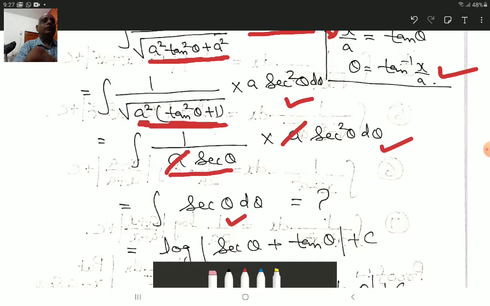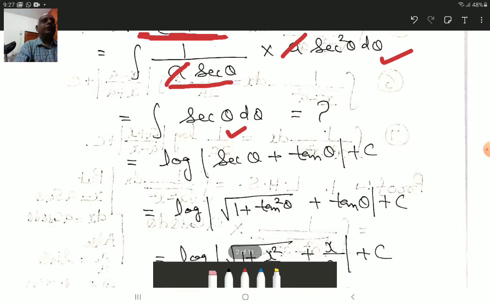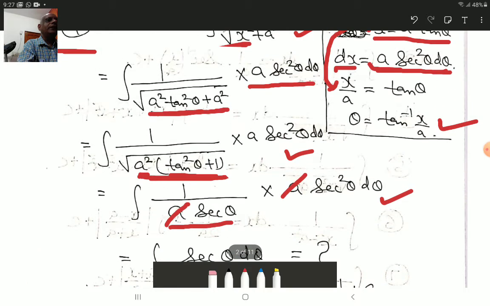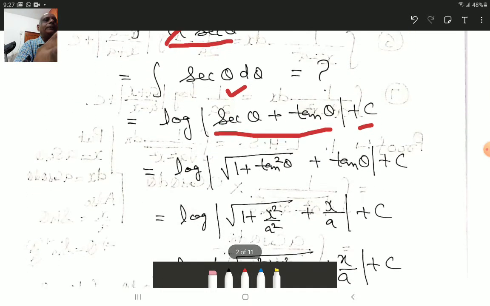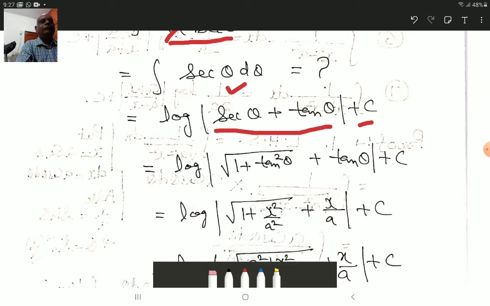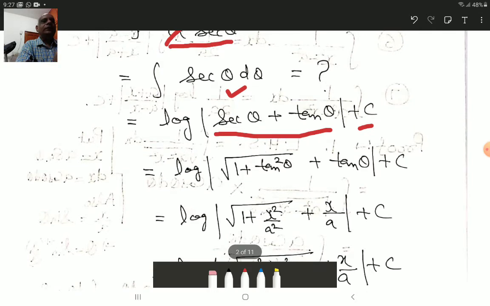Clear? So integration of sec theta d theta, if you recall, is log of sec theta plus tan theta plus c. But we have the value of tan theta only. The value of tan theta is x by a. We don't have the value of sec theta, but sec theta can be developed with the help of tan theta. Sec theta means square root of sec square theta, and sec square theta means 1 plus tan square theta.